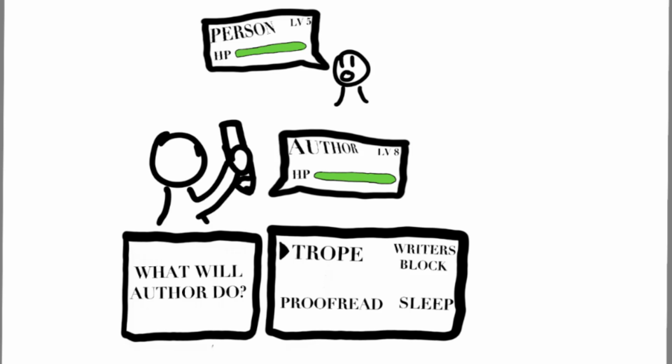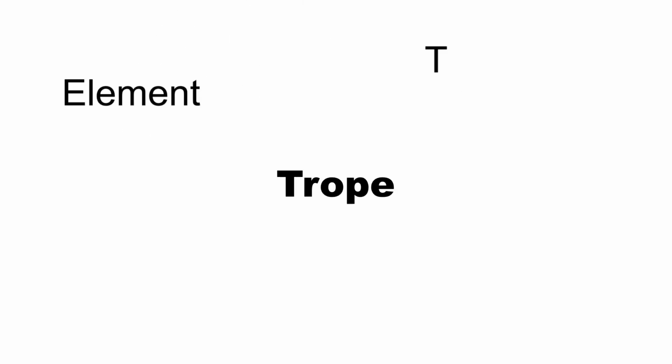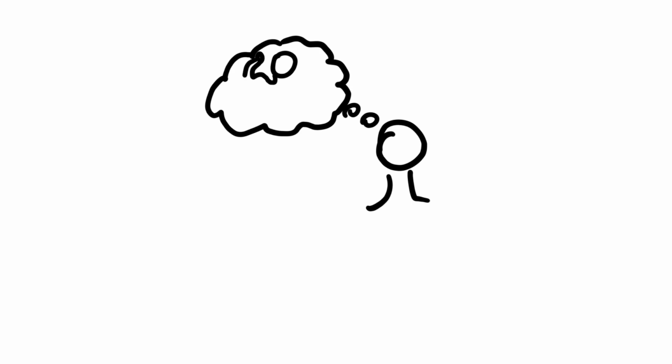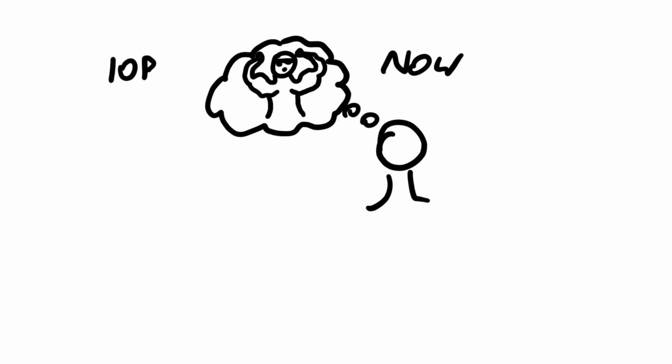Why do people use them? Is it bad to use tropes? What exactly is a trope? Actually, let's answer that question now. What is a trope? A trope is a recurring element, theme, line of dialogue, image, or character with a universal appeal. Basically, it's something writers have been using in their writing for years that people still like.